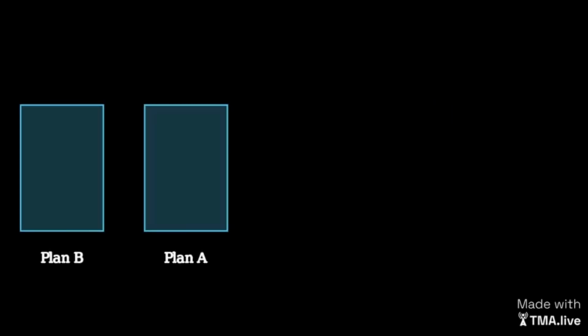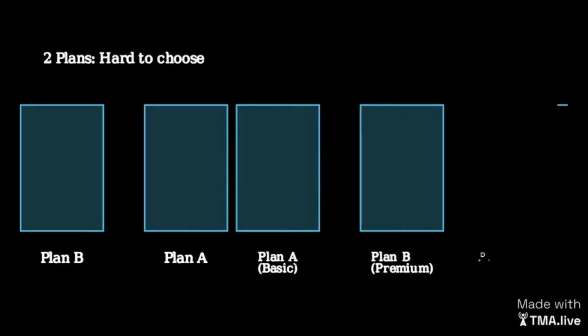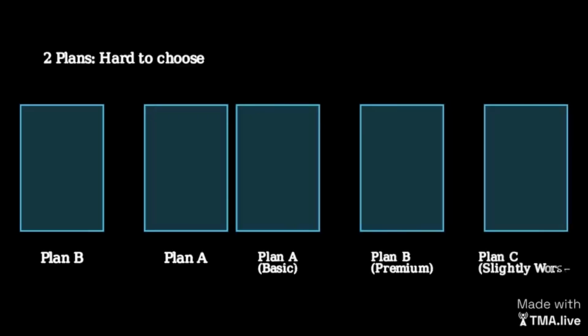In conclusion, the decoy effect significantly impacts our choices. By adding a third, less desirable option, we can make one of the other options seem more attractive. This shows that how options are framed is often more influential than the options themselves.